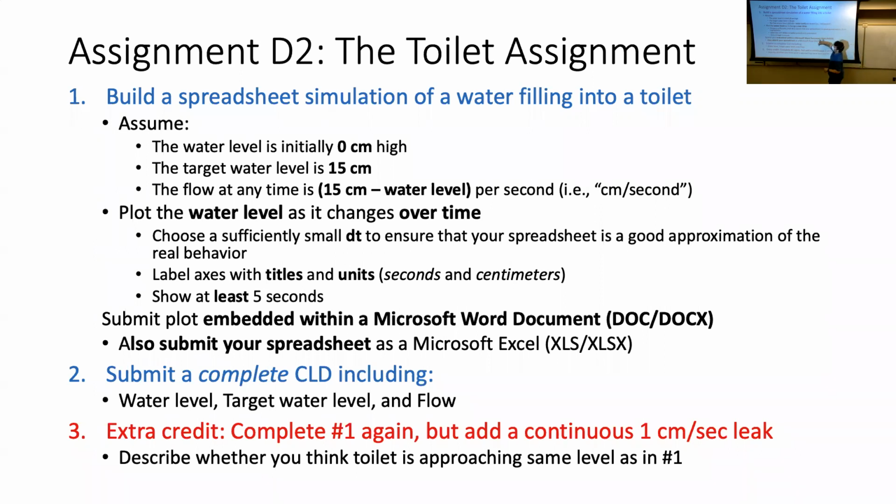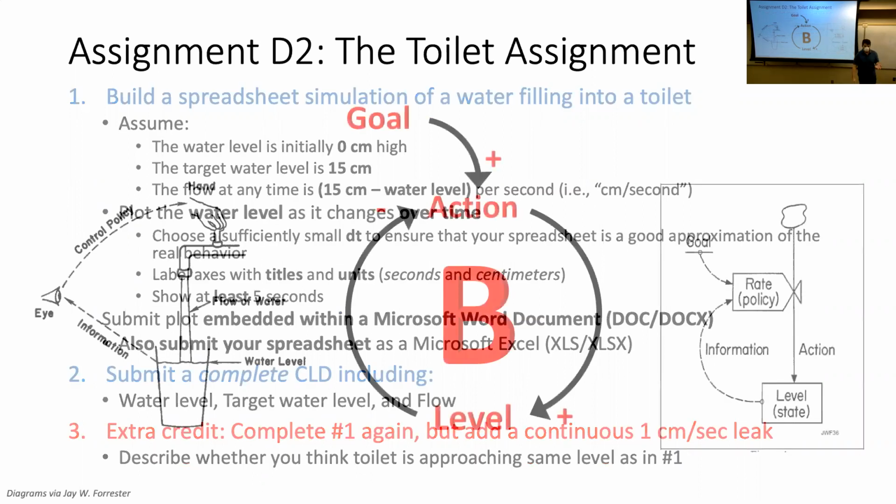So you're going to build that in a spreadsheet. You're going to submit a causal loop diagram of the flow, and you're going to see an example of what that might look like. And then for extra credit on this assignment, if you so prefer, you can complete the stock and flow diagram in the spreadsheet, but you're going to add a leak to it. And that's going to be a continuous leak, kind of like the continuous death rate in the bacteria case. So let's see what all that looks like.